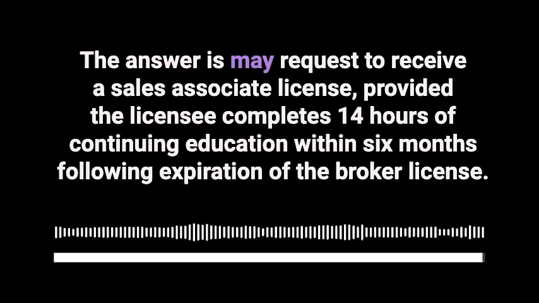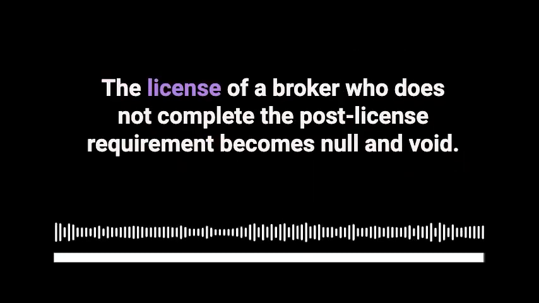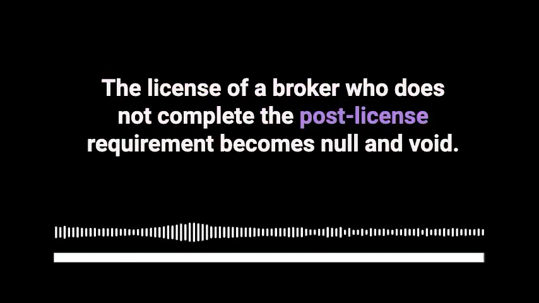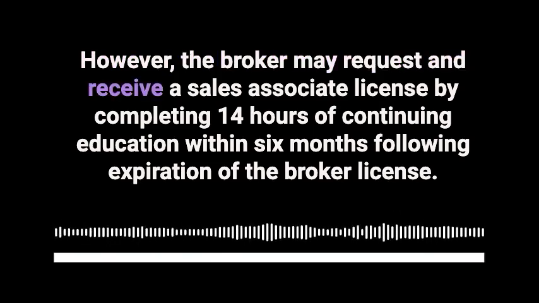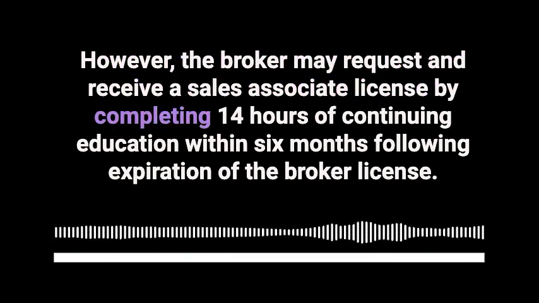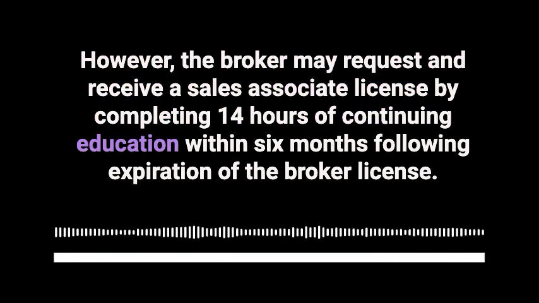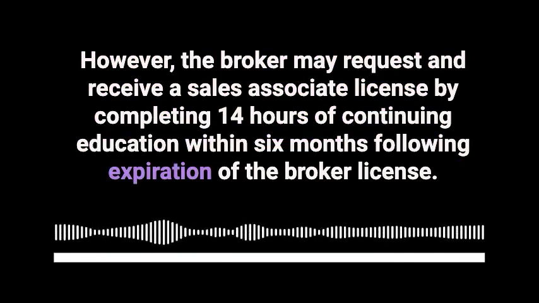Explanation. The answer is may request to receive a sales associate license, provided the licensee completes 14 hours of continuing education within 6 months following expiration of the broker license. The license of a broker who does not complete the post-license requirement becomes null and void. However, the broker may request and receive a sales associate license by completing 14 hours of continuing education within 6 months following expiration of the broker license. This is the end of Unit 1.